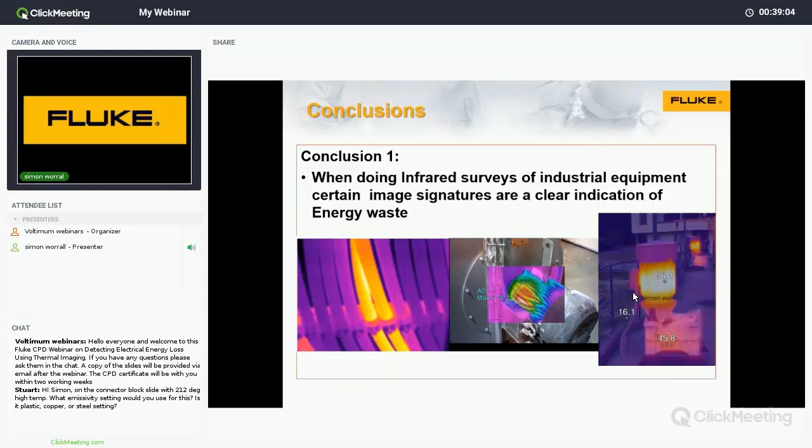When doing infrared surveys of mechanical and electrical equipment, it's very easy to spot and identify certain problems. If we look at the left-hand image, we've got our cabling, where it's just the neutral cables that are overheating. Unbalanced, or more likely third harmonic caused by modern single-phase rectification.